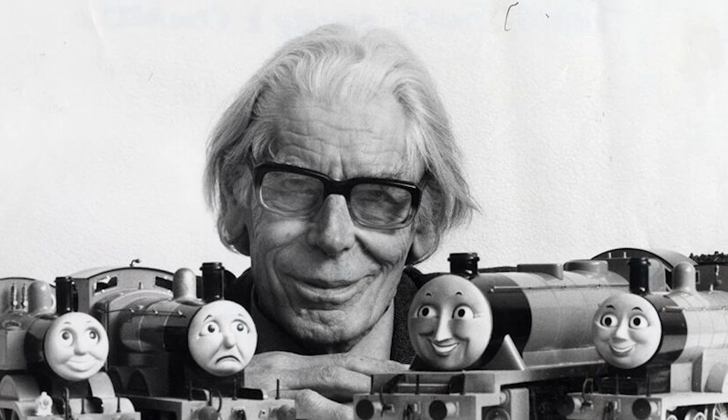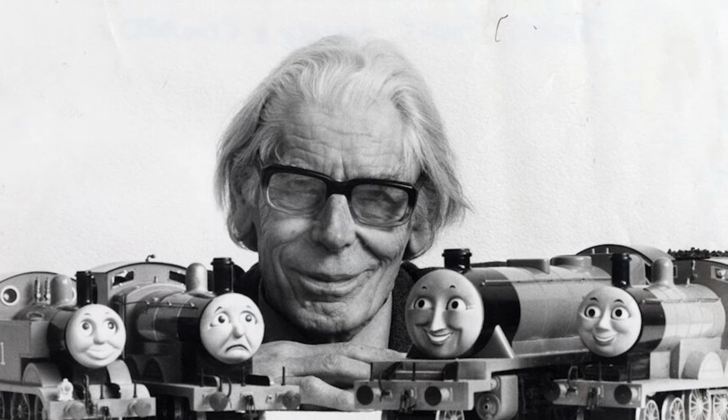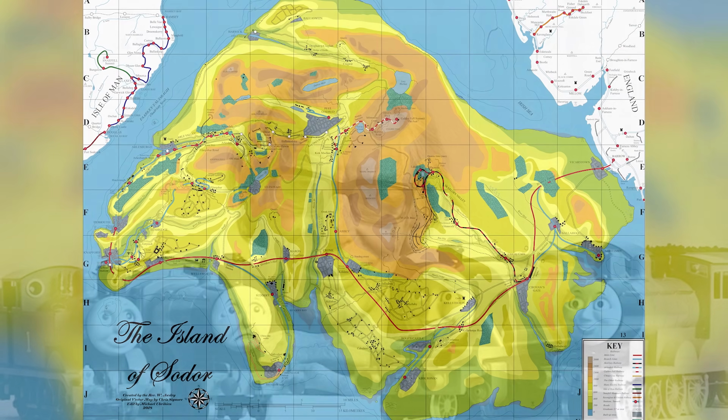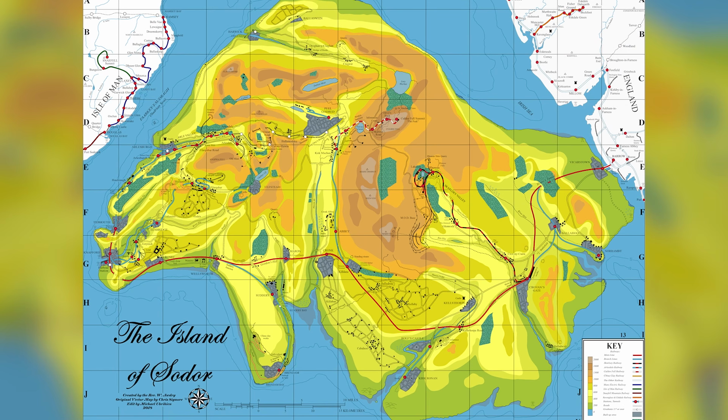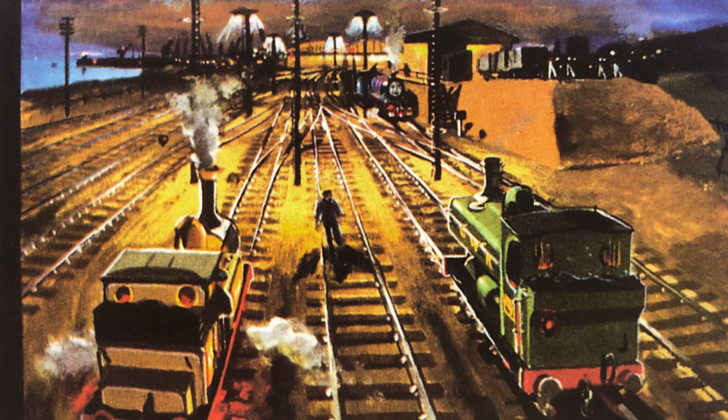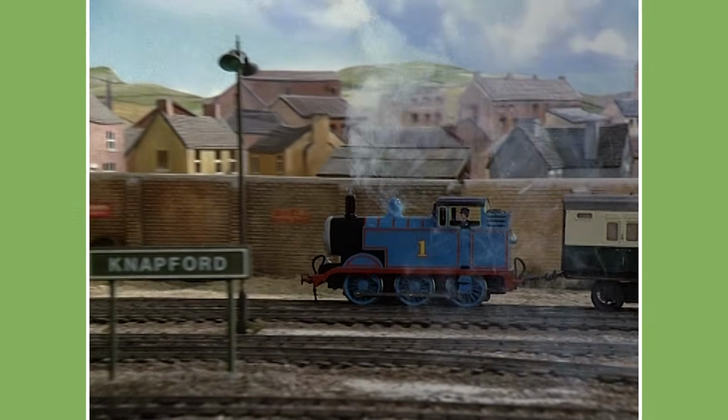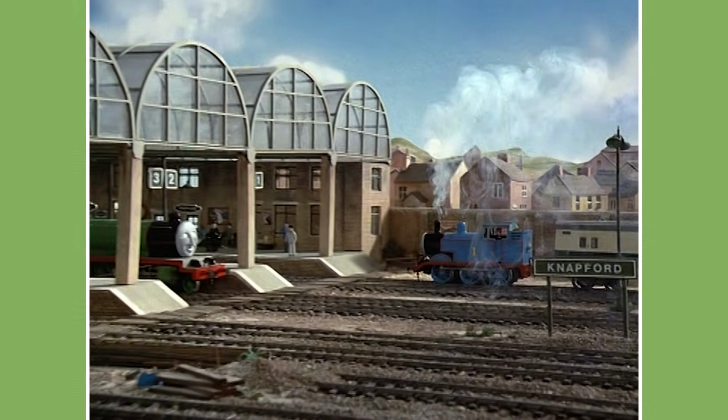There is a huge map of the island of Sodor that the series creator Wilbert Awdry crafted, and this is the map that everyone, including myself, universally accepts as the truest one. However, this map only pertains to the book's universe, and the TV series clearly did its own thing entirely.